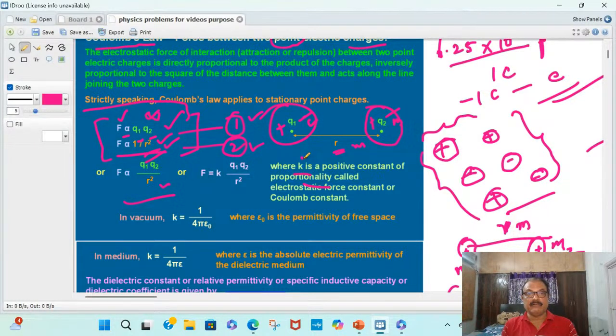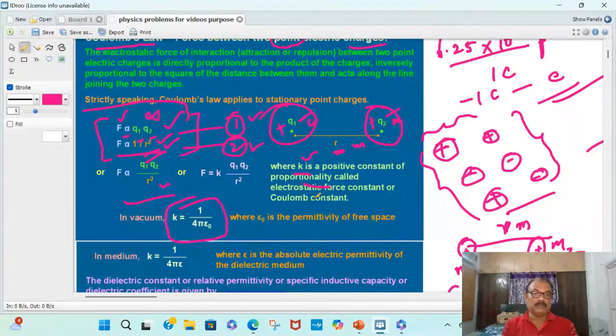So this is getting varied. When it is in water, it varies. When it is in air, it varies. So how many times will the force be reduced? If you know the permittivity of water, then you can easily check it, K times, right? So it will be reduced by this, and that value is again formulated.